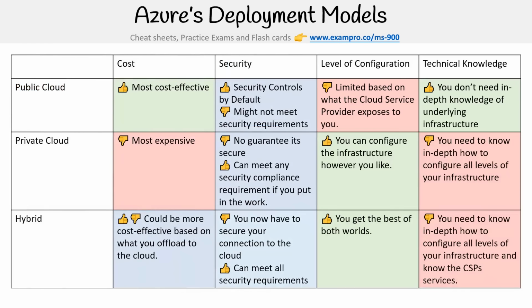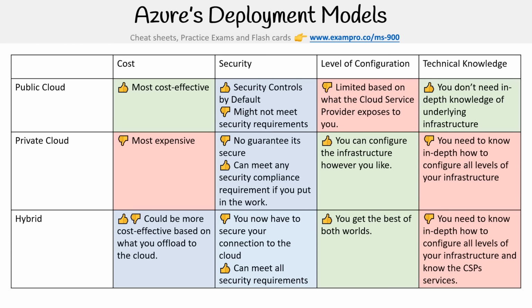And if we wanted to understand the pros and cons, I have this nice little table here, and we'll just quickly go through it. So if you're using public cloud, it's more cost effective. For security, its controls are stronger by default, but some people might not find the cloud will meet all their security requirements because of government and regulatory reasons, not because the cloud is not secure, but it's just those policies. For the level of configuration, it's going to be limited based on what the cloud service provider exposes to you. So there's a lot of configuration there.